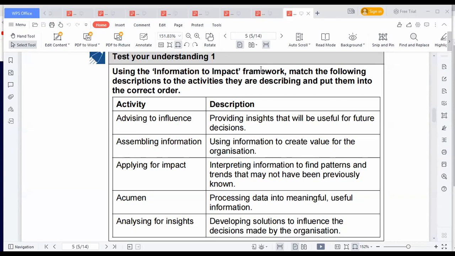So if I say advise to influence, which description will match advise to influence? That is what you want to do. So let's go for it. Using the information to impact framework, match the following descriptions to the activities they are describing and put them into the correct order, right? So which one is the first activity according to the information to impact framework?